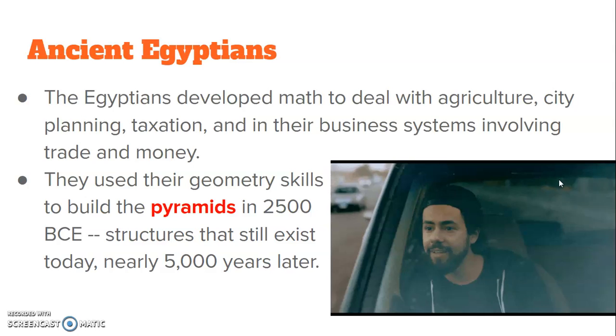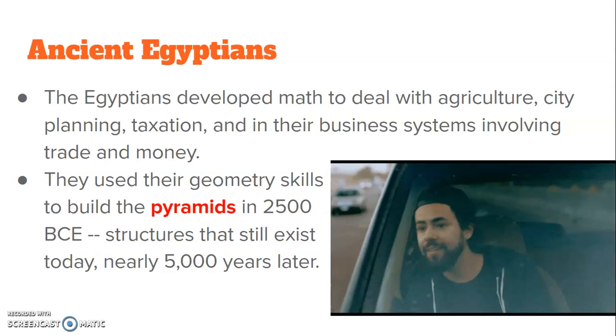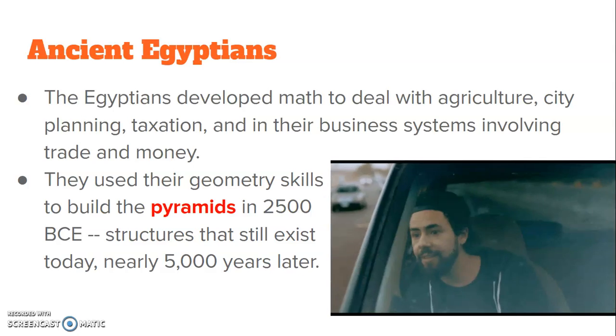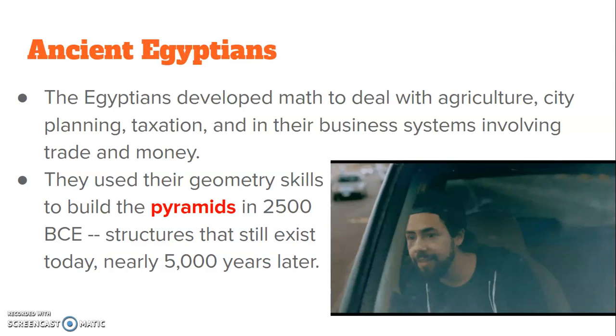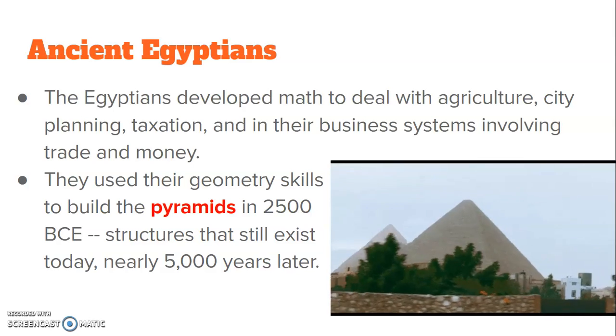The Egyptians developed math to deal with agriculture, city planning, taxation, and in their business systems like trade, money, markets, and all that kind of stuff. They used their geometry skills to build the pyramids in 2500 BCE. Okay, so those are structures that exist almost 5,000 years later. Like, they built things that lasted 5,000 years.